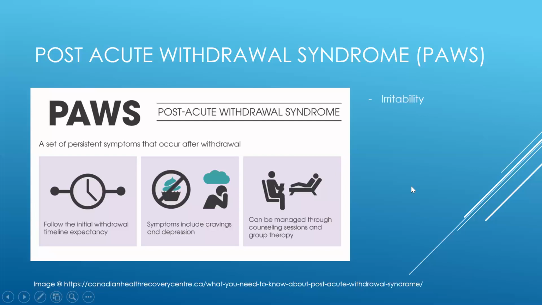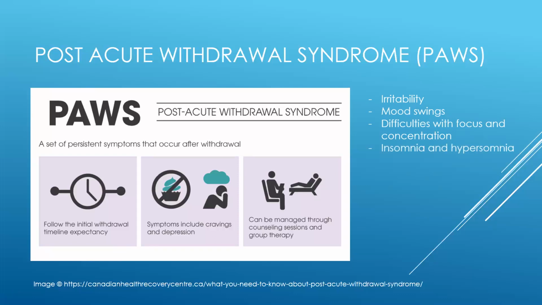So let's get into that list. Irritability is definitely a huge one. Mood swings, just as someone else mentioned. Difficulties with focus and concentration is another really huge one. And again, we had just talked about how the brain needs all of that time to heal. Focus and concentration is definitely something that comes from the brain, and it is something that is going to take time in order for you to go back to how you were functioning before you were starting to struggle with alcohol. Insomnia is actually a really big problem.